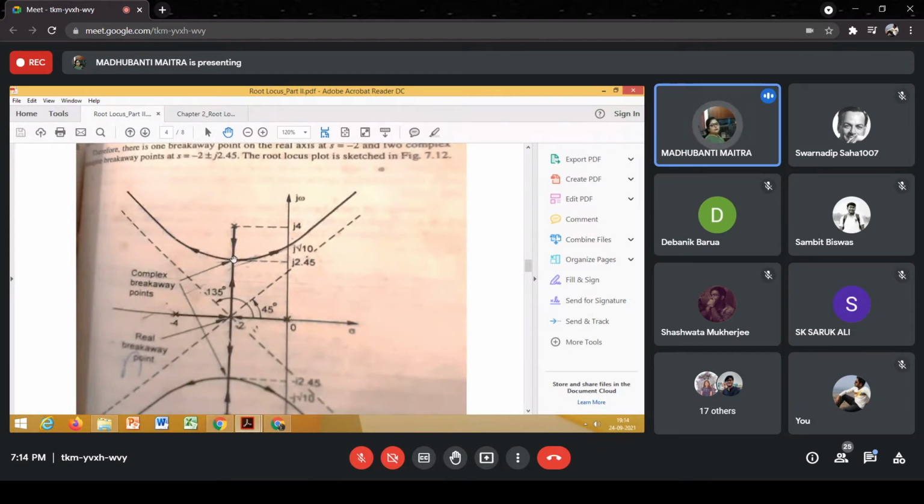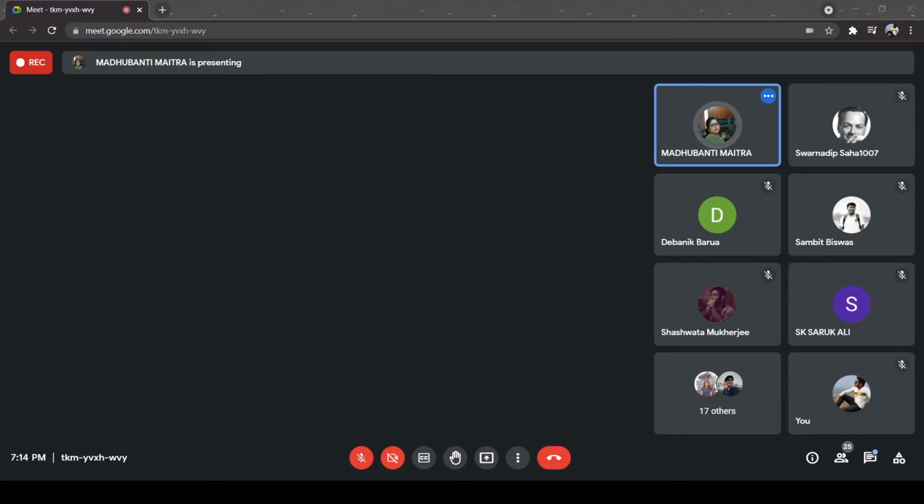So after meeting at this point, these two root branches will break away from each other, and here the number of asymptotes will be equal to 4. The number of open loop poles is 4, the number of open loop zeros is equal to 0. Hence n minus m is equal to 4. So these are the asymptotes having angles 45 degrees, 135 degrees, 225 degrees, and 315 degrees. So these are the four asymptotes. So this root branch will tend towards infinity in this direction, and this root branch will tend towards infinity in this direction.